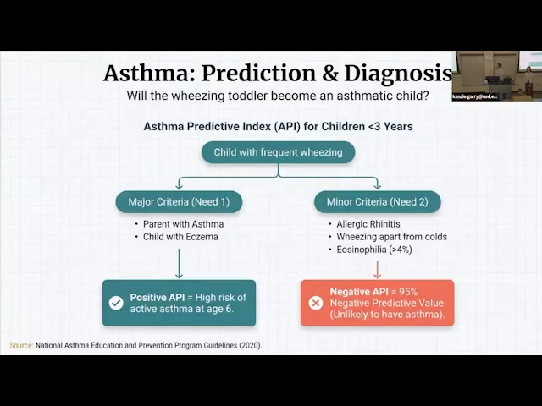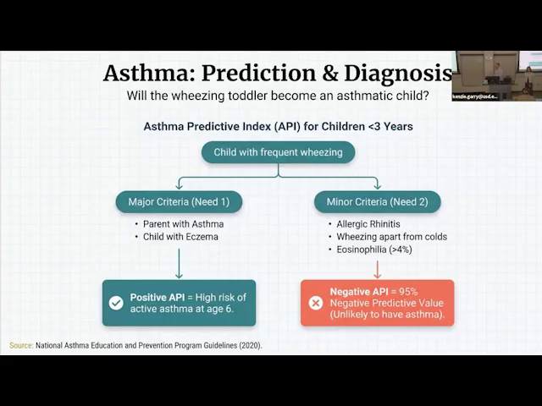Asthma is also related to type 1 hypersensitivity reaction, and there is an asthma predictive index for children less than 3 years old. As we know, as pediatric residents, we can't diagnose asthma especially below 5 years of age. It's so hard because they can't comply with tests like pulmonary function tests.